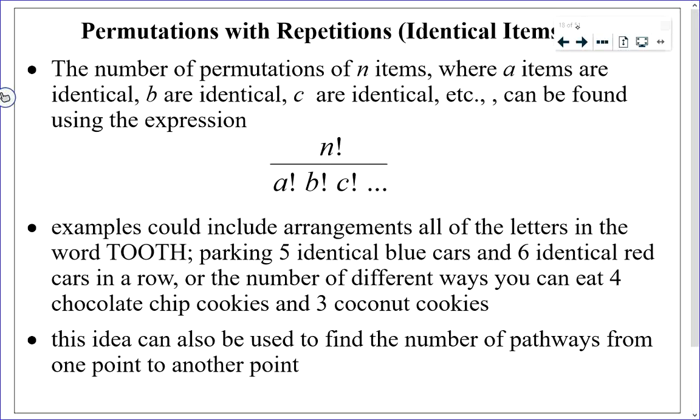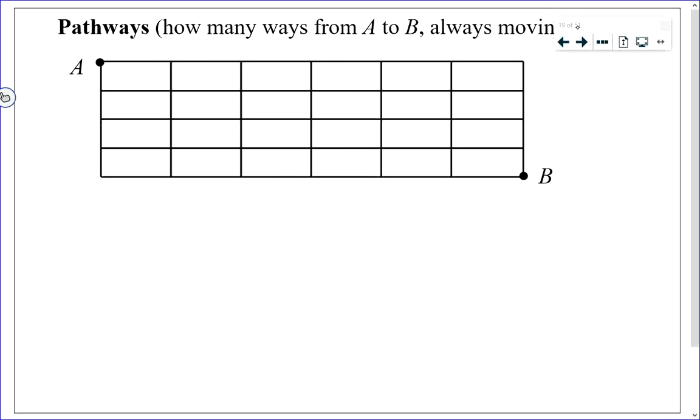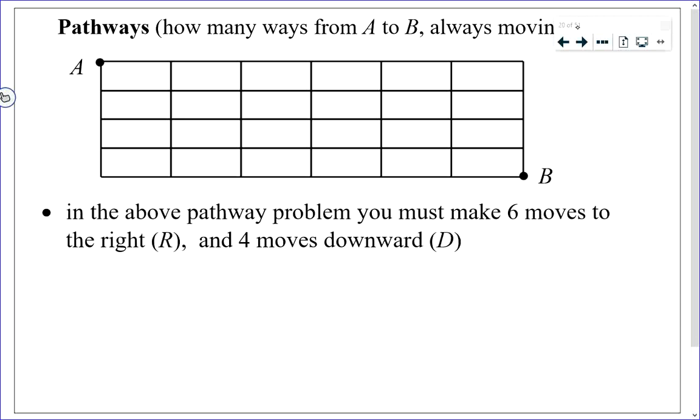This is a very useful idea to solve pathways problems. So if we take a look at the number of pathways from A to B, always moving closer to B. I'm starting in the top left corner and going to the bottom right corner. That must mean I have to make, and you can count the blocks here, 6 moves to the right, and 4 moves downward.